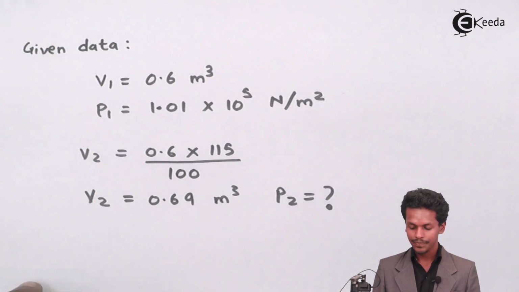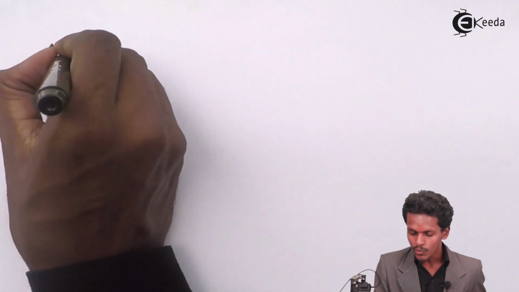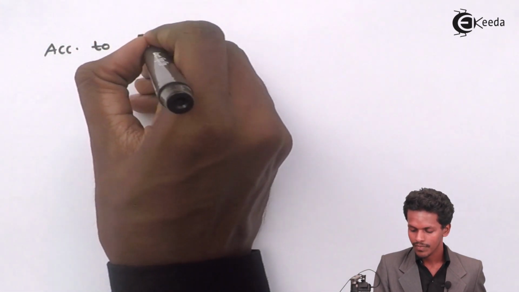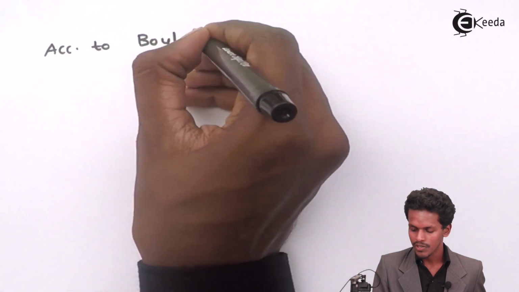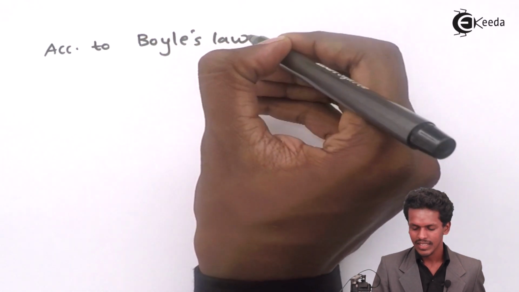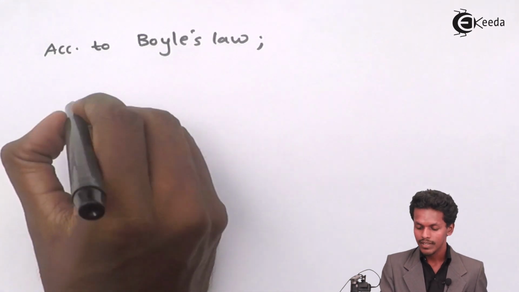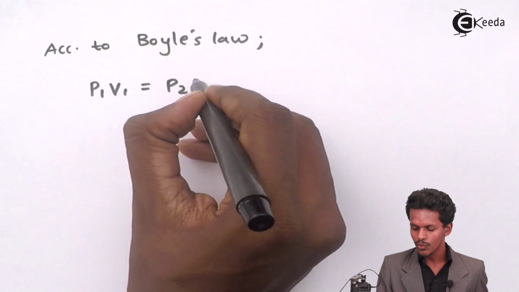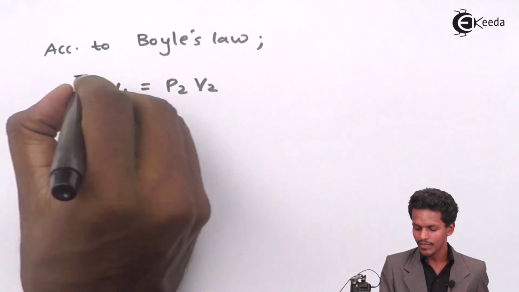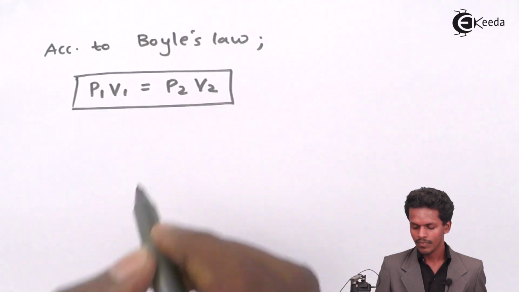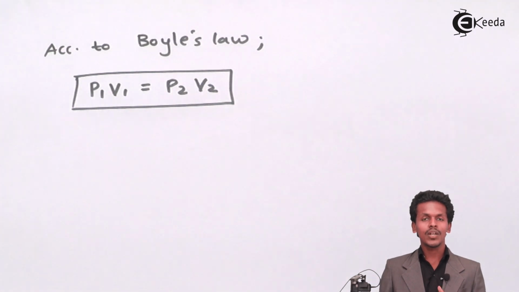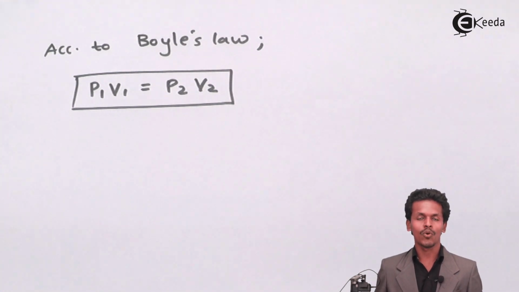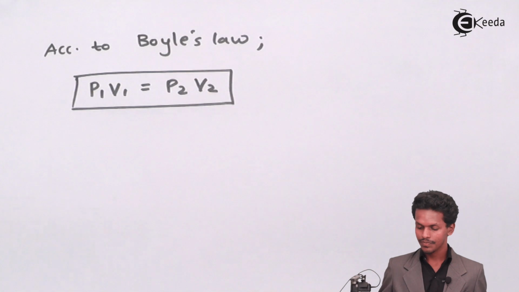So we could say that according to Boyle's law, the formula that we have is nothing but P1 V1 is equal to P2 V2. So this is the formula that we have. And now what we are going to do is substitute the values in this formula and let us see what is the answer.